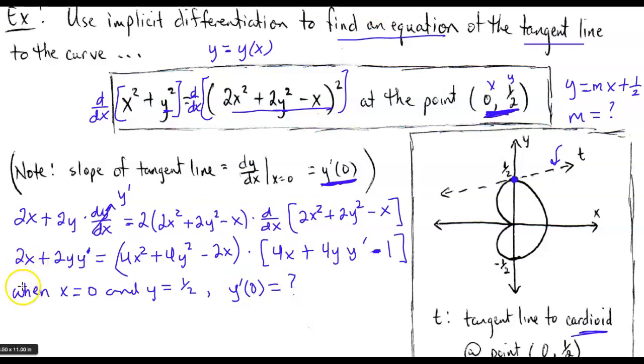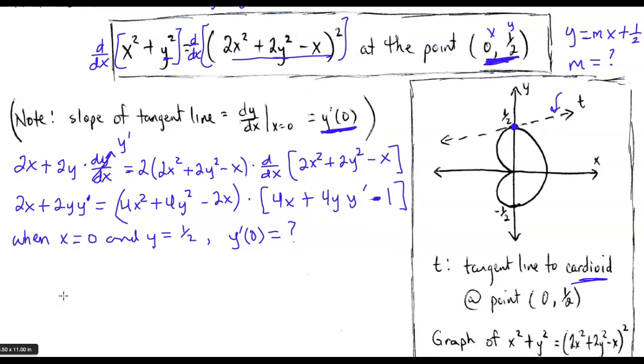So here, everywhere where we see an x, we're going to replace it with 0. Everywhere where we see a y, we're going to replace it with 1/2. And everywhere where we see y prime, we're going to replace it with y prime of 0. So looking here, and I'm going to do this in a different color. At this point, we're going to say 2 times 0 plus 2 times 1/2 times y prime of 0 equals, and then here we have 4 times 0 squared plus 4 times 1/2 squared.